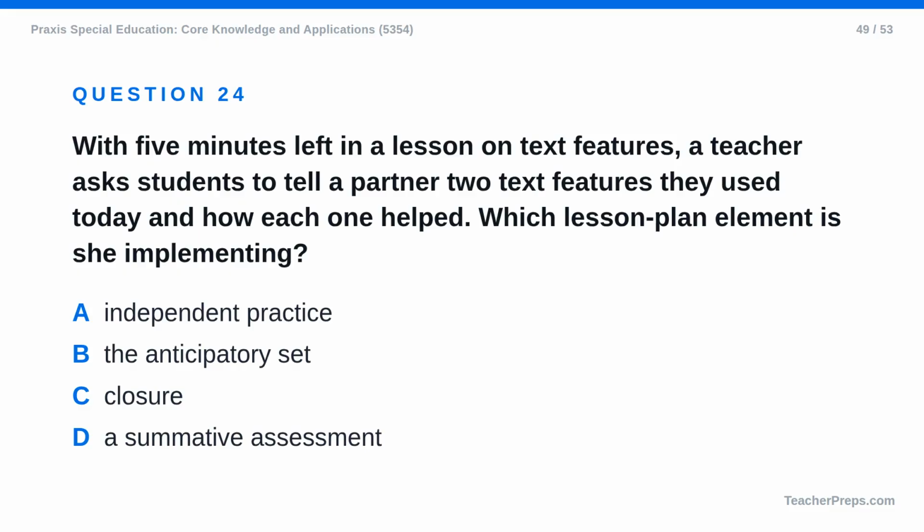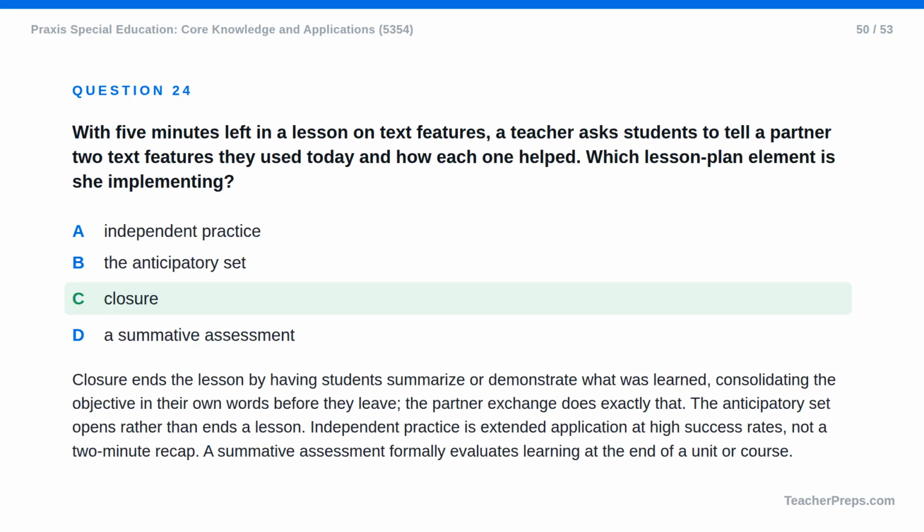Question 24. With 5 minutes left in a lesson on text features, a teacher asks students to tell a partner 2 text features they used today and how each one helped. Which lesson plan element is she implementing? Pause the video and select the best answer. The correct answer is C, closure.